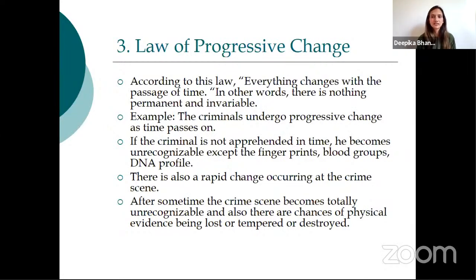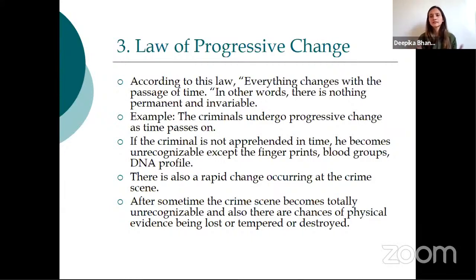Next is the law of progressive change, which means that everything changes with the passage of time. Whether it is we humans, we go through progressive change. We don't look the way we used to look 10 years back, right? We change with every passing day. So does the scene of crime, because there are a lot of weather conditions around, with heat, rain, water and all this. They actually tamper with or change the scene of crime, and also with the passage of time, everything changes.